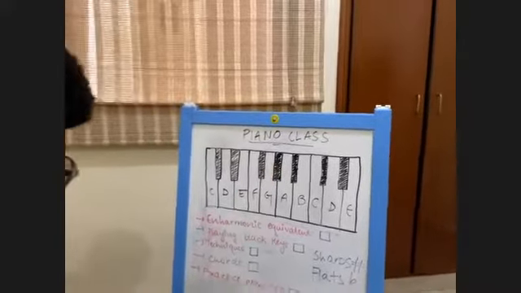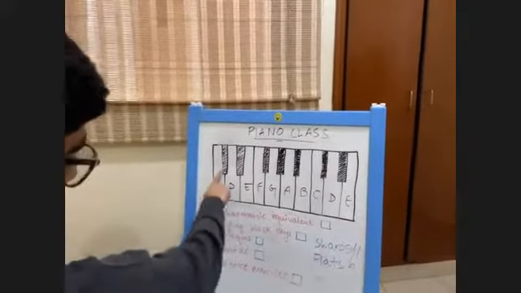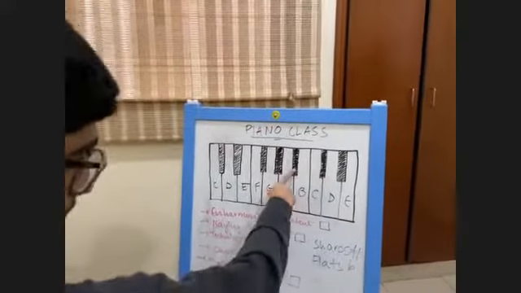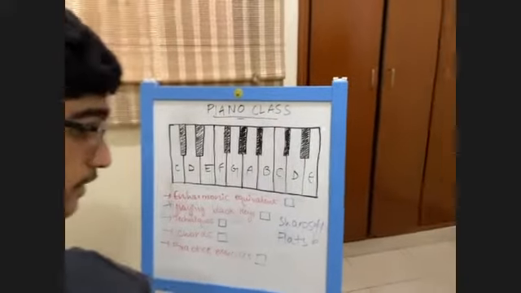So if I say C sharp, then you should be able to point out this one since it's right above C, or even this one, it's right above C. If I say B flat, it should be this one, it's right below B. So that was the naming system that we talked about for sharps and flats.